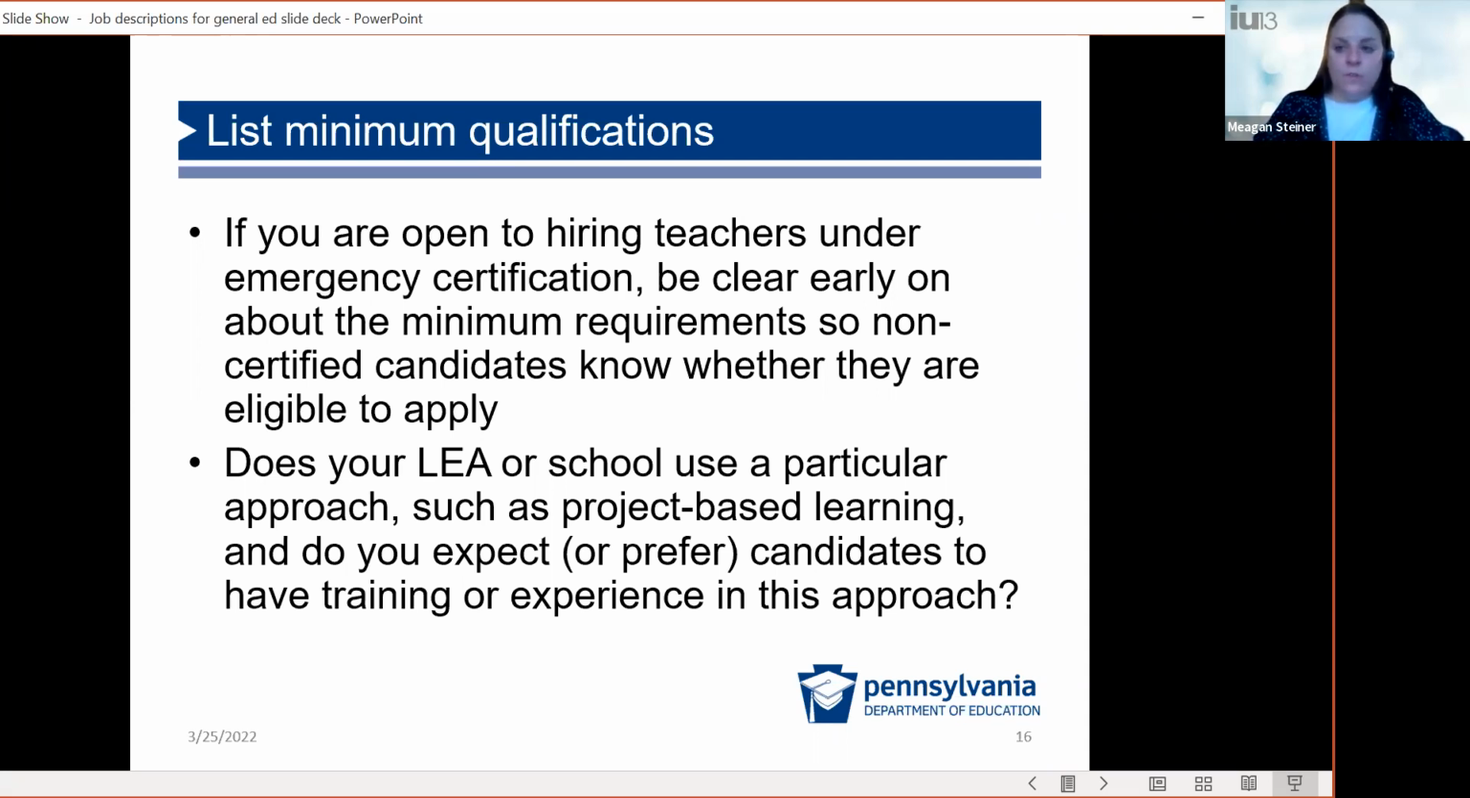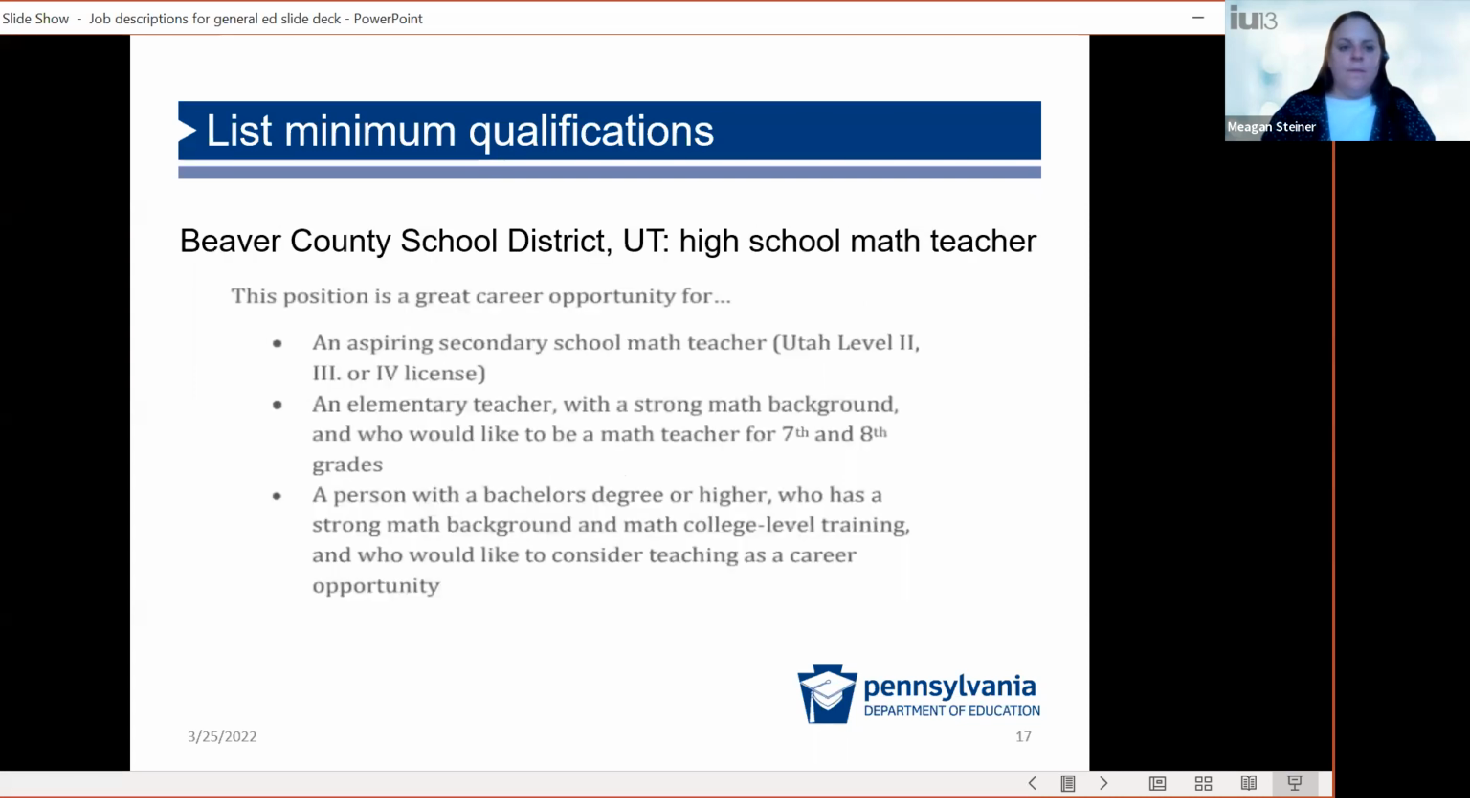Also, some LEAs or schools may use a particular learning approach, such as project-based learning, and mention whether you expect or prefer candidates to have training or experience in this approach. That can go both ways. You might really only want to hire someone for a particular position who has experience with a particular curriculum or approach, or you may want to make it clear, hey, just because we do this in this grade level doesn't mean you need previous experience to be a serious candidate. So either way, be clear about that.